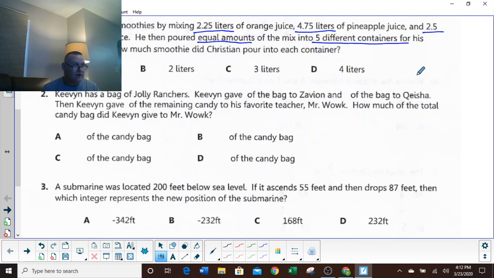Looking at my notes, what I did here was I took the amounts of the liters, and I've got a little room over here, so I'll write this. 2.25, and 4.75, and 2.5 right here, and I'm just going to add those together. Use your handy dandy calculator. I'll use my handy dandy brain, and I'll tell you right now that that's 9 and 5/10.